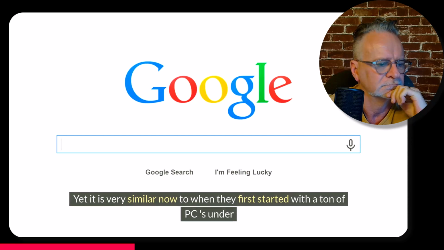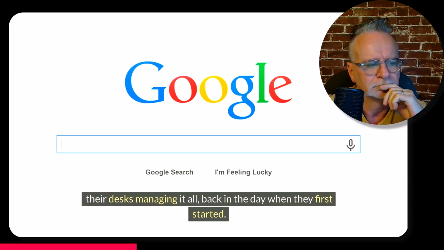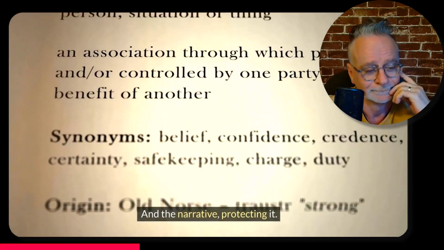Yet it is very similar now to when they first started with a ton of PCs under their desks managing it all back in the day when they first started. It was always their trust network, nothing more, nothing less. And the narrative, protecting it.